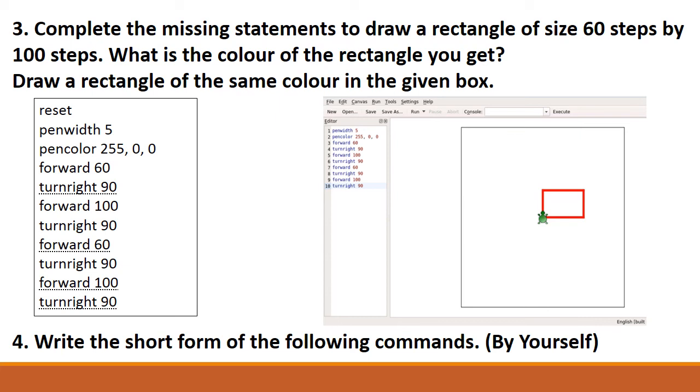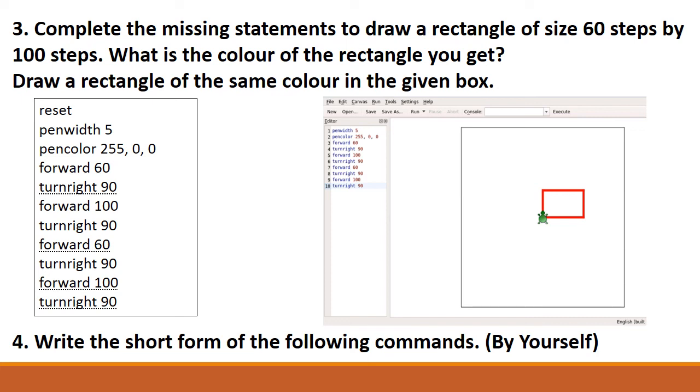Forward 60. The next command is turn right 90. Forward 100, turn right 90, forward 60, turn right 90, forward 100, and turn right 90. The red colored rectangle of size 60 by 100 you can get on the screen, and you have to draw this red color rectangle on your book as well in the given space.